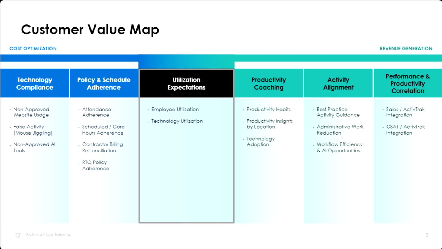At the heart of what ActivTrak does is it provides a level of insight into utilization expectations. You pay a workforce with an expectation of utilization, and there is oftentimes a gap between what that utilization reality is and what that utilization expectation is. And in that gap exists an opportunity to make better decisions around how you make those workforce investments.